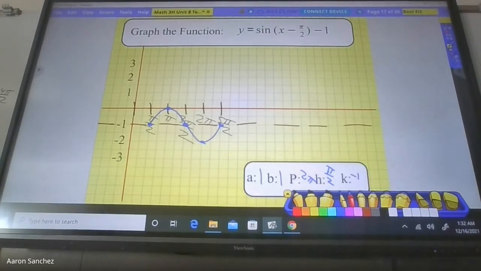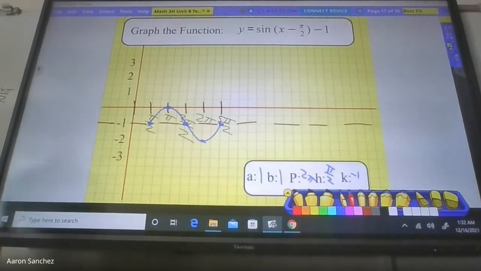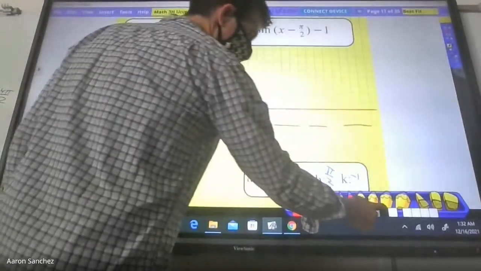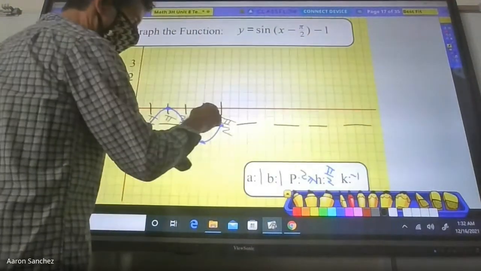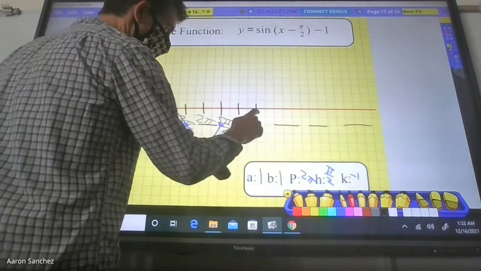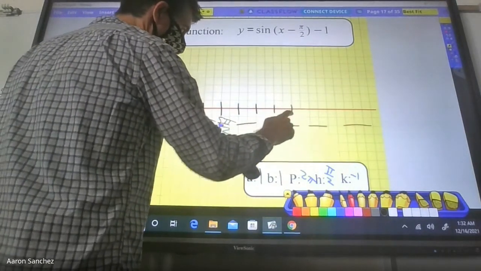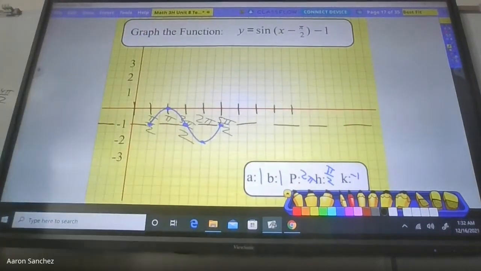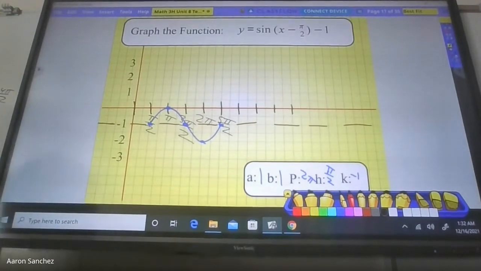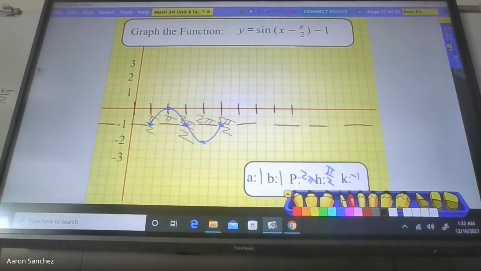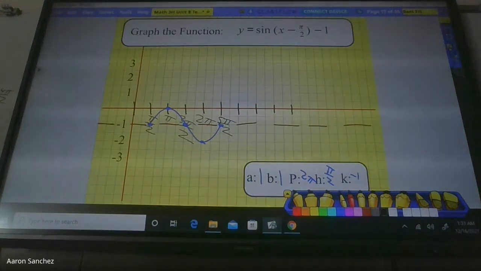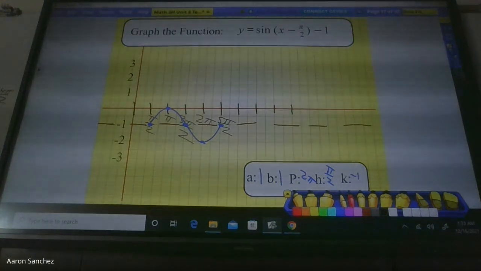Now I'm going to do the next 5 key points. 1, 2, 3, 4, 5. So now I got to scale that out. But now we're all set. We're all shifted. So you just take your 5 key points and then boom, you're done. And then do the eyeball test. Make sure it looks like a sine. Does it look like a sine?